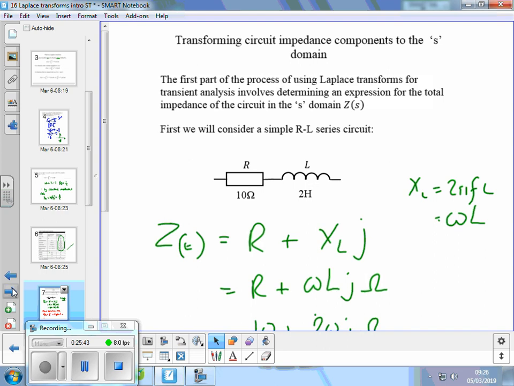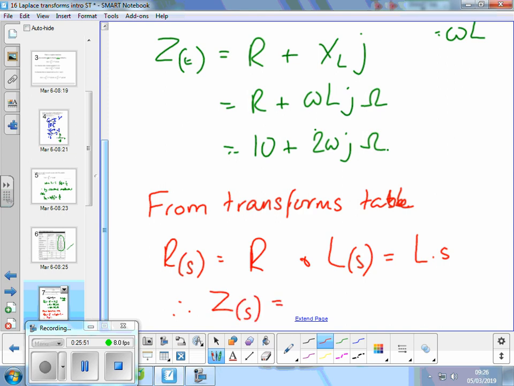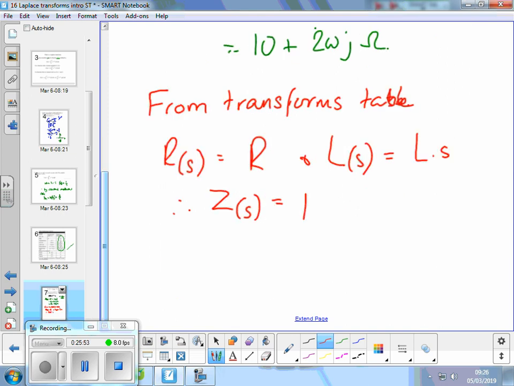So if we take that, Z in the S domain is equal to R plus L times S, which in this case is 10 plus 2S. No units.